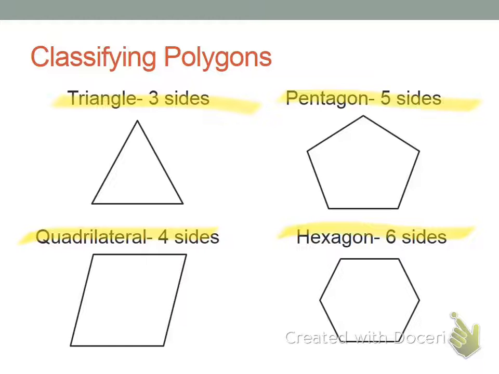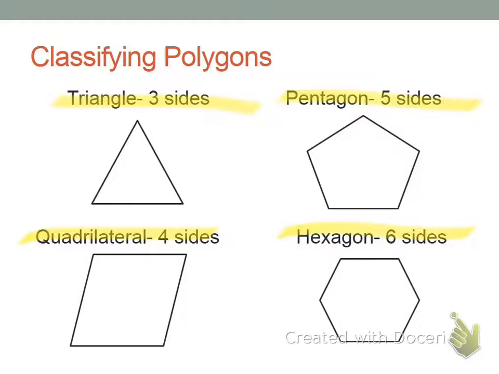All right, I'm not necessarily concerned with them being all the same measure, okay? They don't have to be. You're going to see in a minute that polygons can take all different forms and shapes and sizes. But we have to count the sides, and they have to be straight line segments.